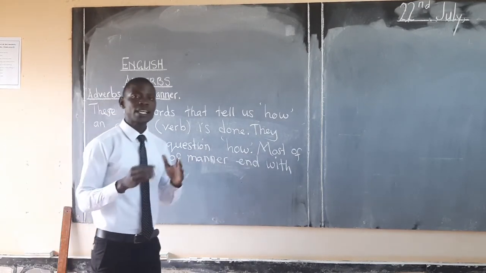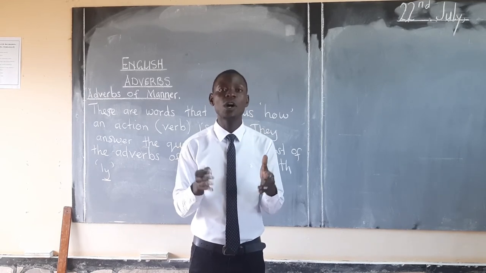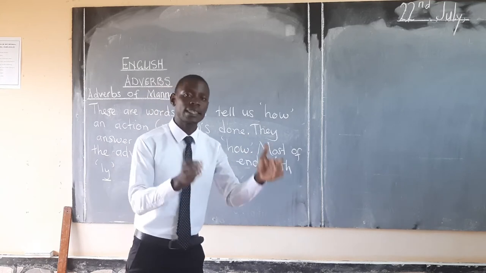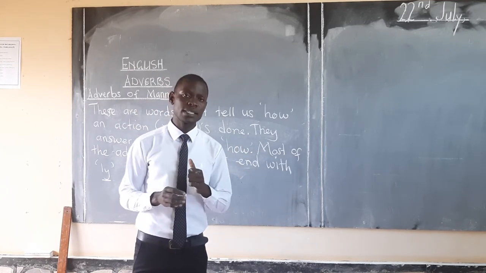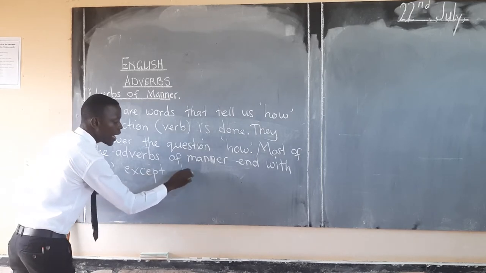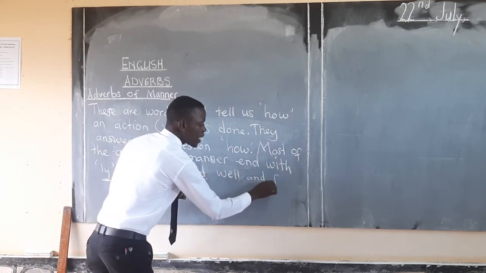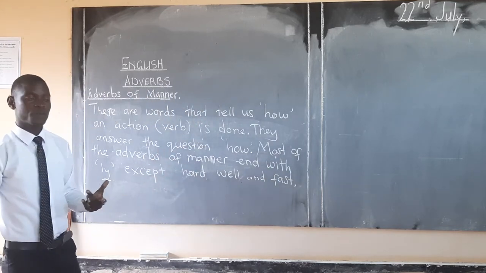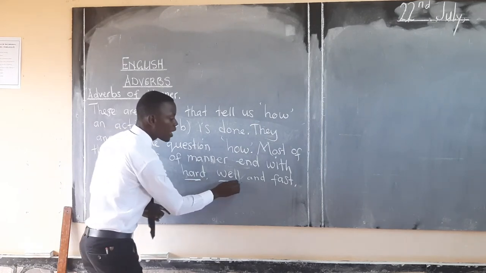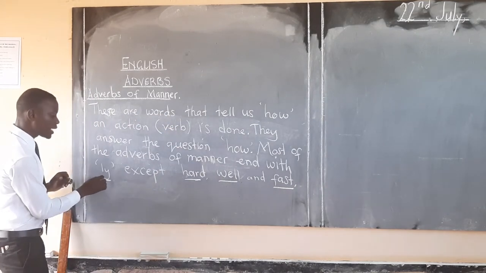What am I trying to say here? Some of the words are also called adverbs of manner, but they do not end with L-Y. Instead, they are just written like that. Can we look at those examples? Except words like hard, well, and fast. To mention but a few, we have these examples: hard, well, and fast. These words are also called adverbs of manner, but they do not end with L-Y.